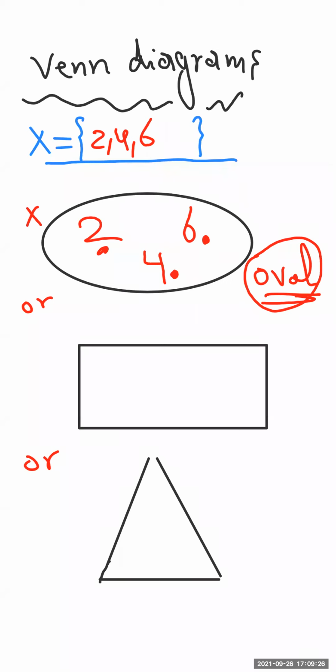We can write it like that: 2, 6, 4. As you like. No rules. Okay? So this is how to represent the set using the Venn diagrams. Okay?